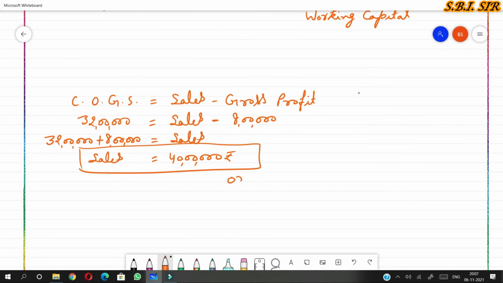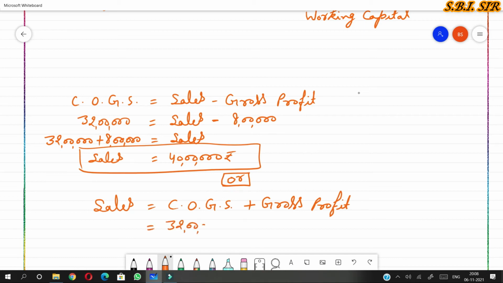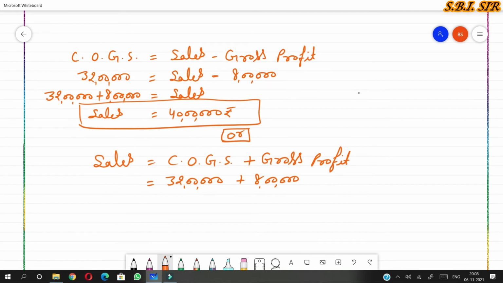You can find out the sales value from this formula. Sales equals cost of goods sold plus gross profit. Cost of goods sold 32 lakh, gross profit is 8 lakh, then 32 lakh plus 8 lakh we will get 40 lakh rupees. This is sales.